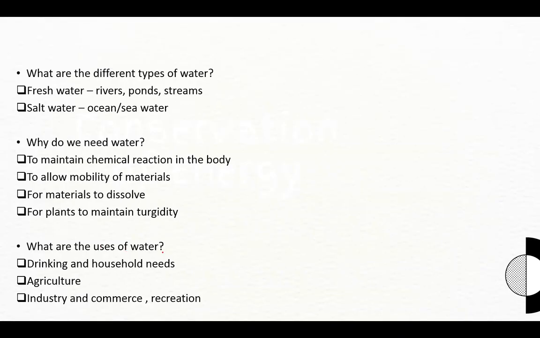Now, what are some uses of water? We use water for agriculture, for industry and commerce, for recreation, like in pools and all of that. And most importantly, we use it for drinking and other household needs, especially, from that first part of the revision, to ensure that we maintain proper hygiene, right?